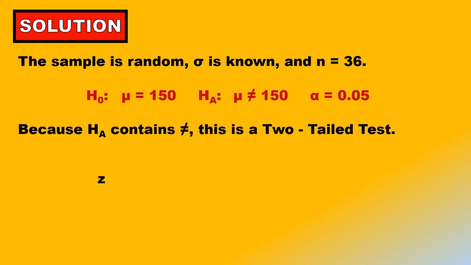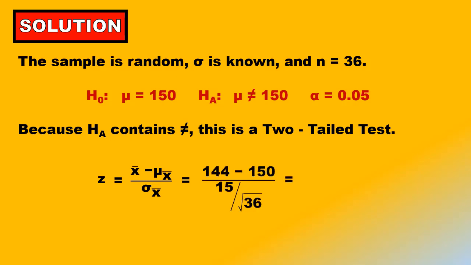And so we've got our z-score. We need to find that value. Z equals x bar minus mu of x bar over sigma of x bar. The x bar that we found was 144. So we have 144 minus 150 over 15 divided by the square root of 36. 15 was our standard deviation. 36 was our sample size. Plug this into your handy-dandy calculator. You get negative 6 over 2.5, which is negative 2.40.